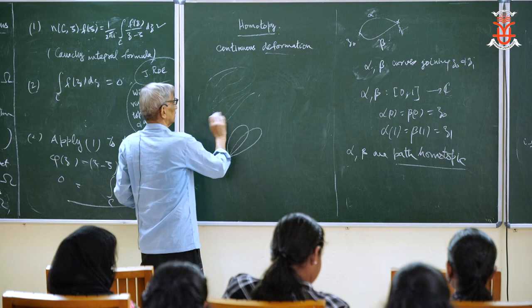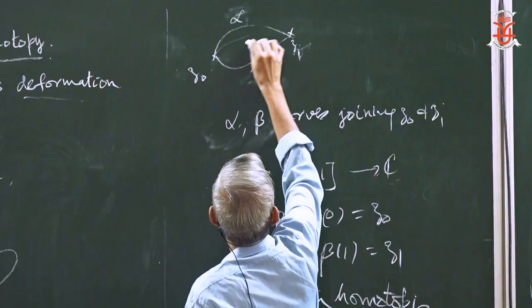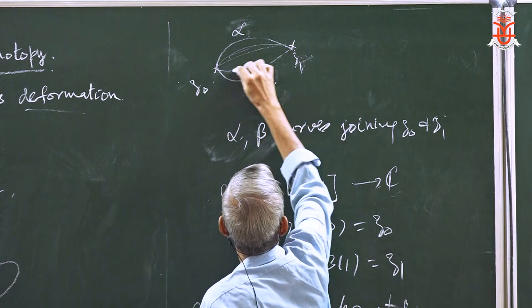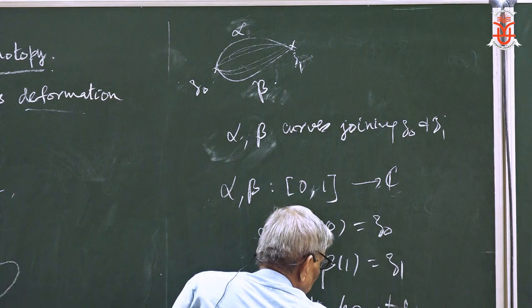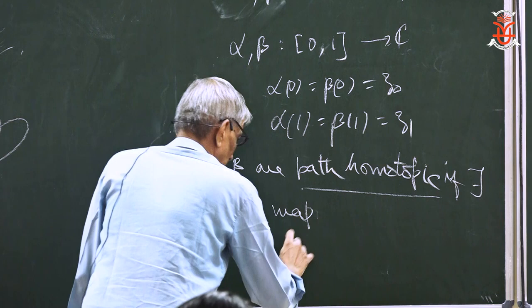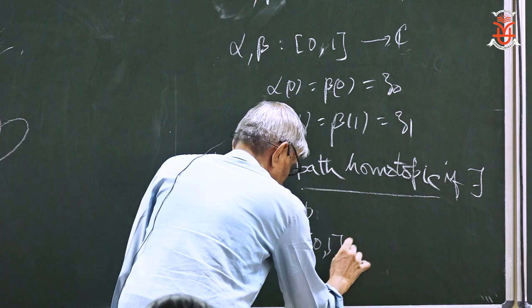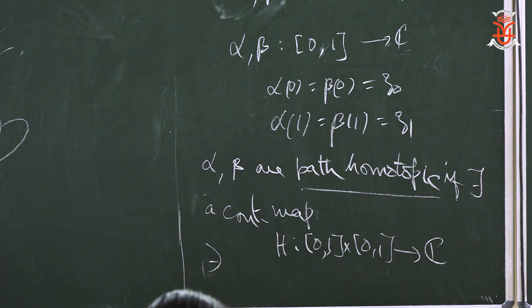The only difference is that the end points are always fixed, right? You have a family of paths like that. You have a continuous family of paths if there exists a continuous map H. So as I said, one interval is for each curve, parameterizing each curve, and the other interval is for parameterizing the family of curves.